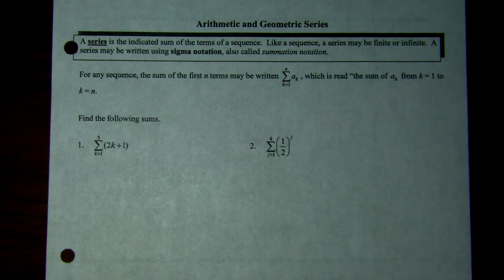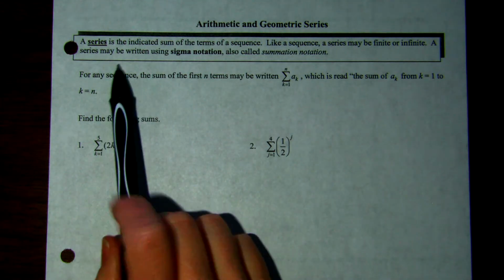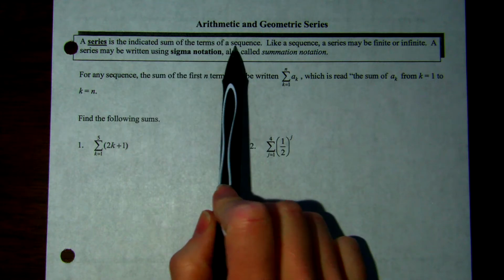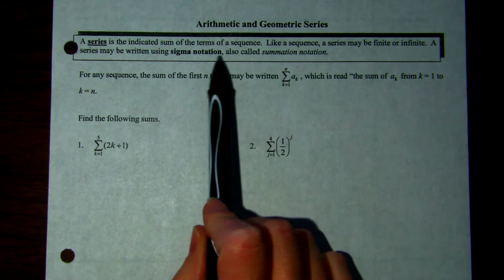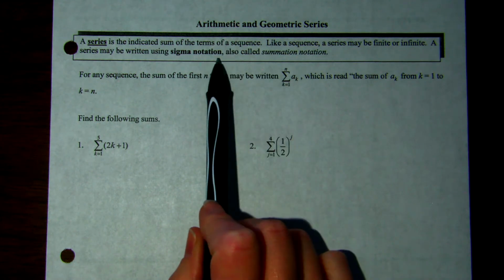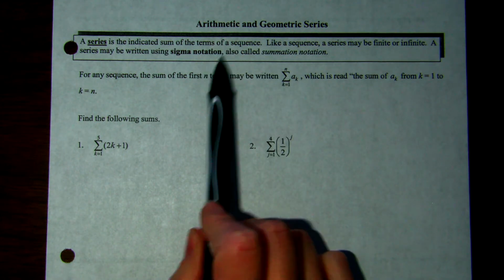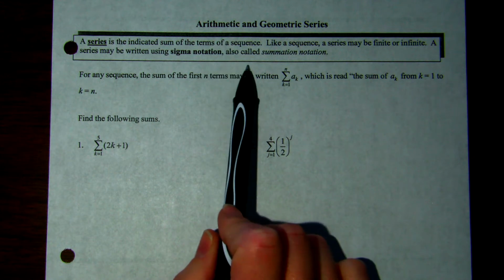Okay, today we are talking about arithmetic and geometric series, which is different from a sequence. A series is the indicated sum of the terms of a sequence. A series is the sum of the terms of a sequence. So a sequence is a list of numbers. A series is the sum of those numbers. We add them all up together.